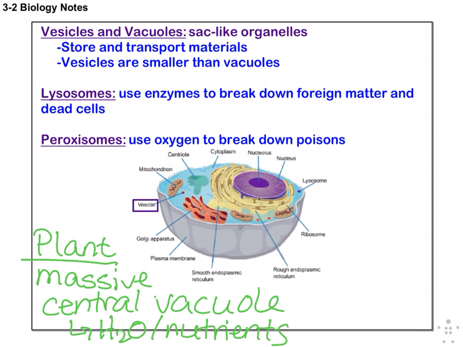Lysosomes are enzymes to break down foreign matter and dead cells. I remember that because Lysol wipes disinfect and break things down. And then peroxisomes use oxygen to break down poison. And the OX in peroxisomes matches up with the OX in oxygen.